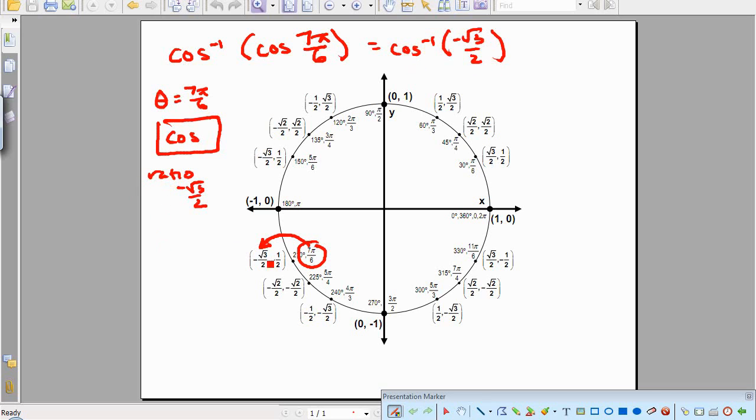And you would like to think that since I got negative radical 3 over 2 out, I would get 7 pi over 6 to come back out again. And fortunately, if you actually do cosine inverse, you don't get that. This is not going to happen.